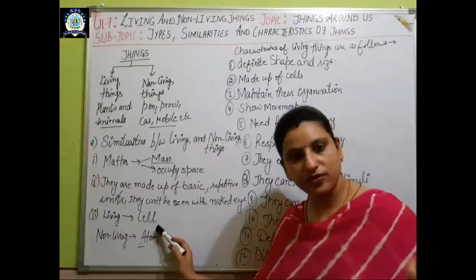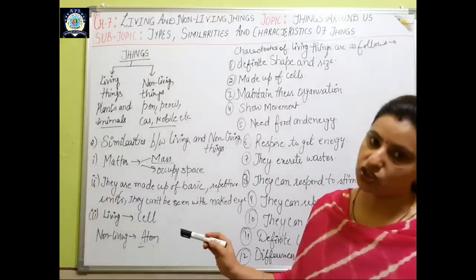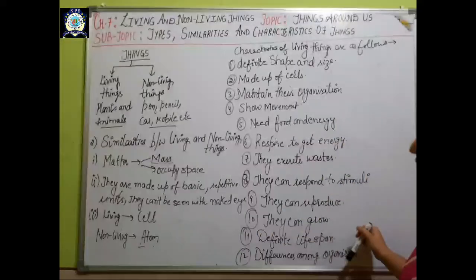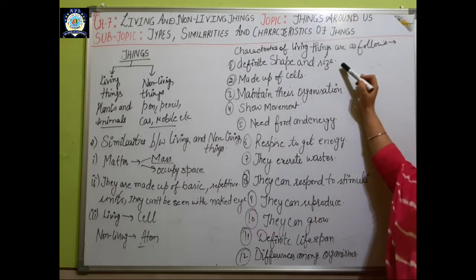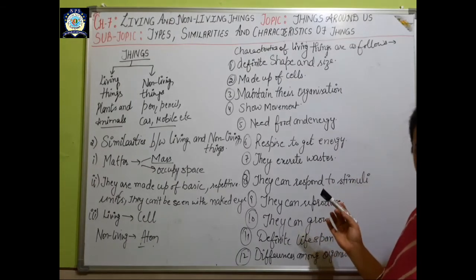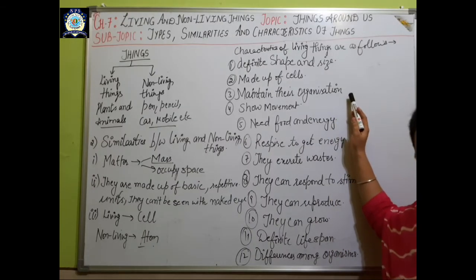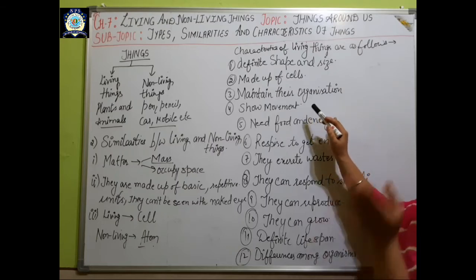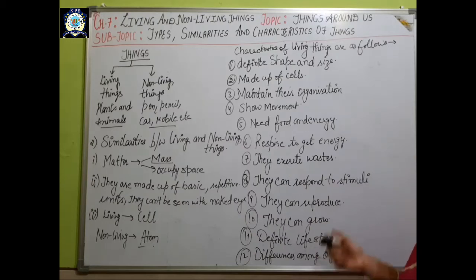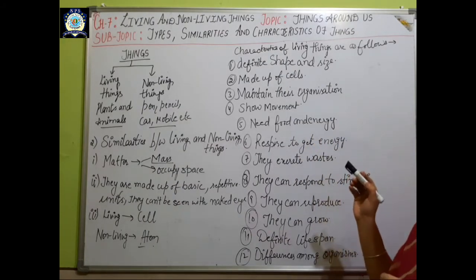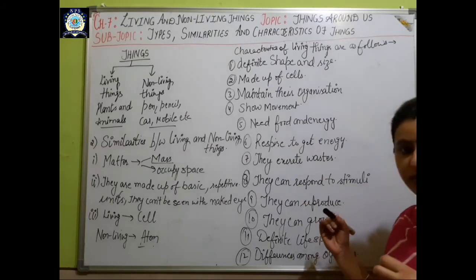The living things are made up of cells as a structural and functional unit, and non-living things are made up of atoms as structural and functional unit. If we go for the characteristics, then all the living things can show these 12 characteristics. First is they have definite shape and size. If they have definite shape and size, it means they are made up of cells. If they are made up of cells, they can easily maintain their organization, they can adapt themselves. Then they can show movement, and if they show movement, then they need food and energy for the movement. And if they have food and energy, to utilize that energy, they respire.